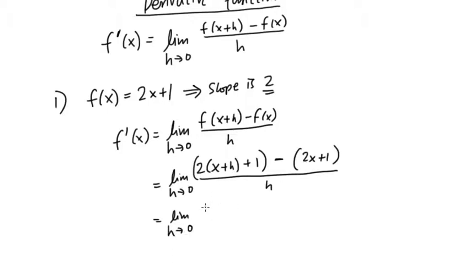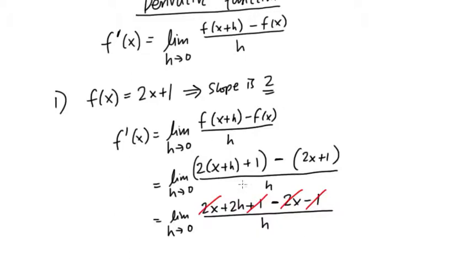So I'm just going to expand the top. The numerator is going to be 2x plus 2h plus 1 minus 2x minus 1, all over h. So you should see that before we do anything, some terms in the numerator actually cancel out. The 2x cancels out, the 1's cancel out, and all we're left with is 2h.